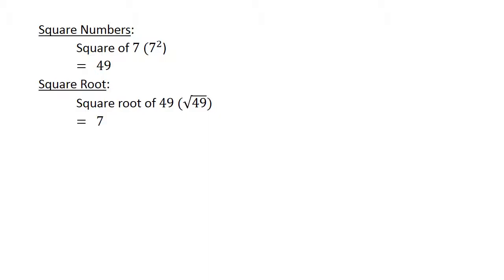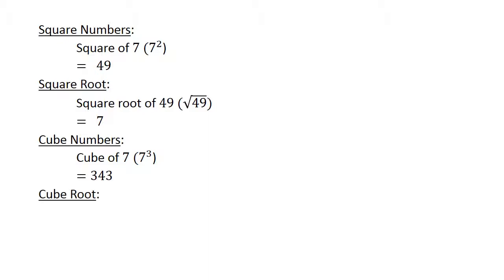Square numbers, the square of 7 equals 49. Square root of 49 equals 7. Cube numbers, the cube of 7 equals 343, and the cube root of 343 equals 7.